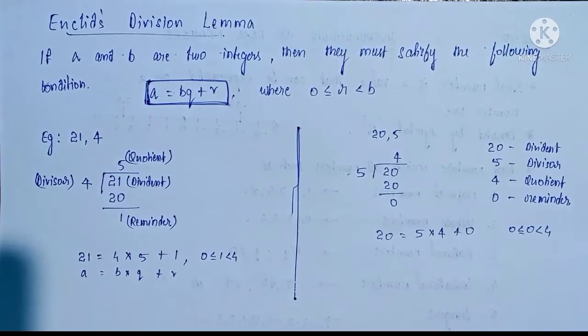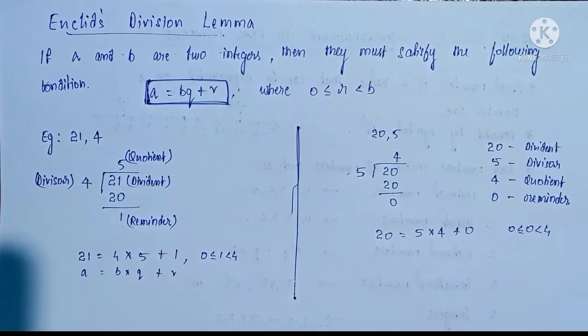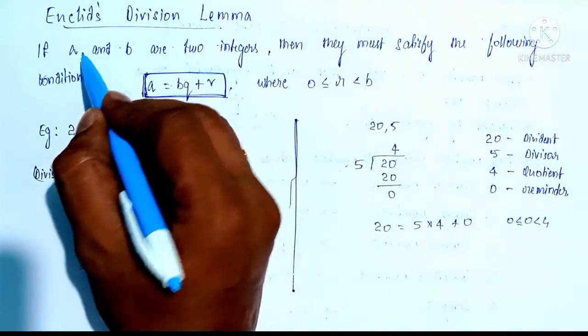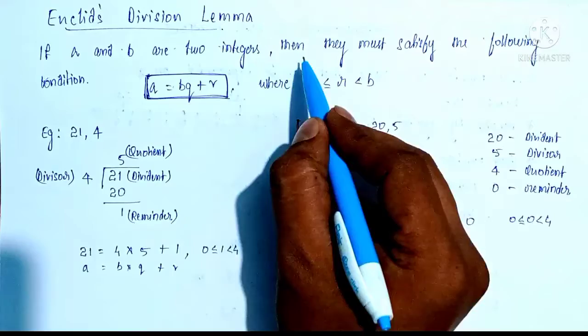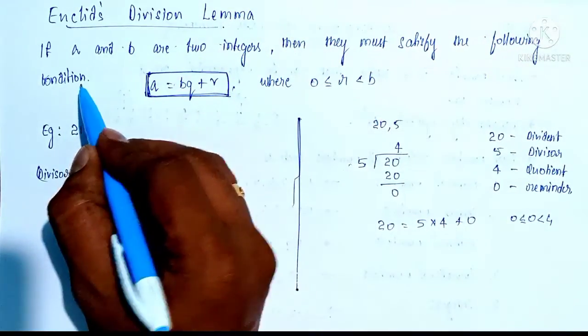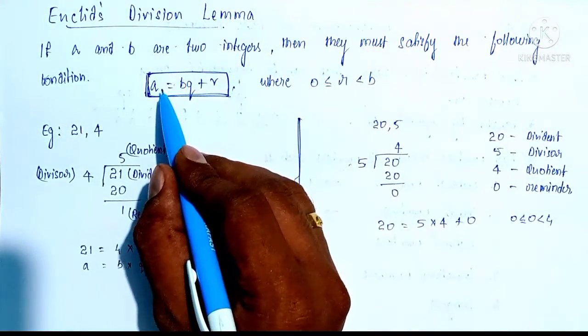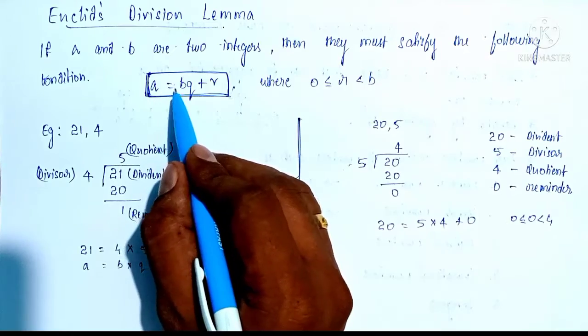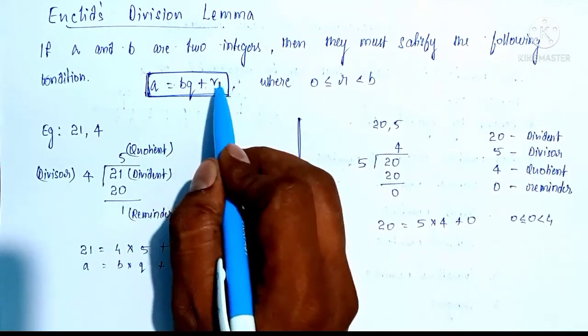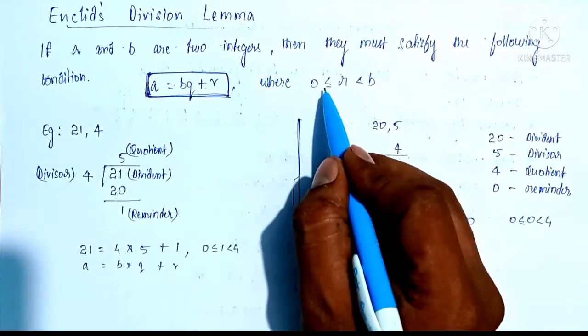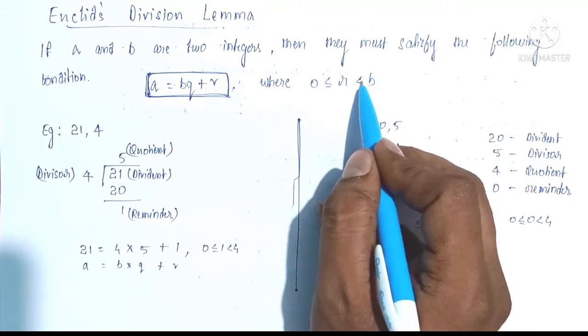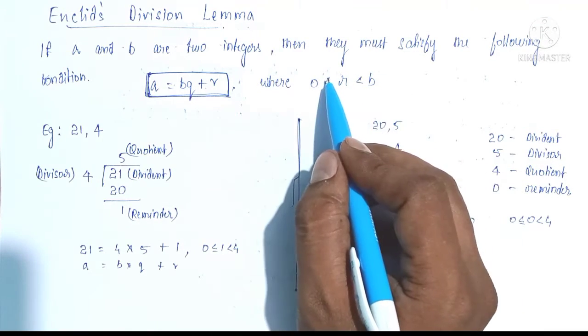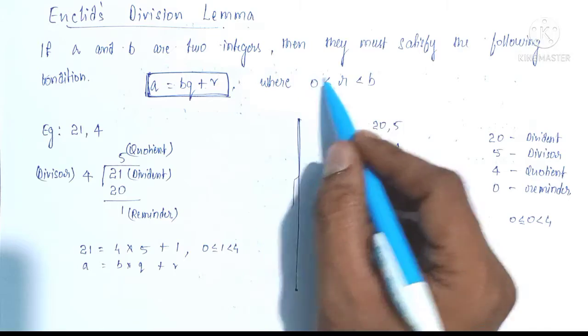Okay, we move on to the next topic, that is Euclid's division lemma. What it says is, if a and b are two integers, then they must satisfy the following condition. The condition is that it should be written in the form a is equal to bq plus r, where r should be greater than or equal to 0 and less than b. So that is what Euclid's division lemma says.